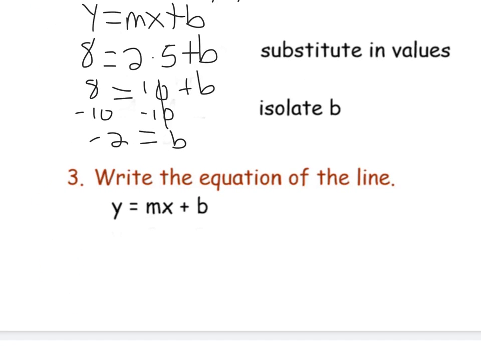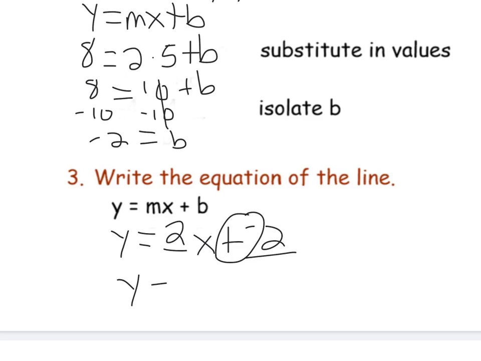So if I write my equation of the line then, it should be in the slope-intercept form y equals mx plus b. The x and the y again come from the graph, so we know it's going to be y equals something x plus something. So we know we found m, which is our slope, which was 2, and we found our b to be negative 2. We don't often write plus negative, so really this equation, if we're simplifying it all the way down, would be y equals 2x minus 2.